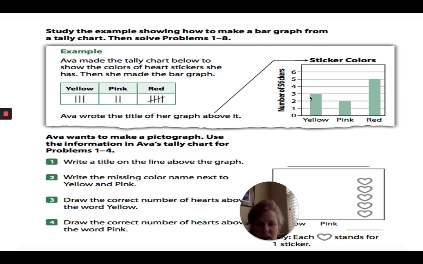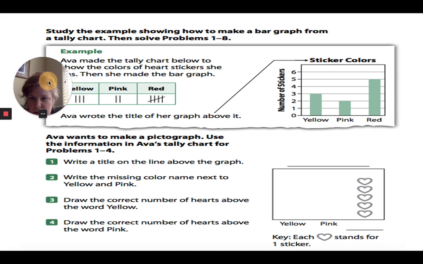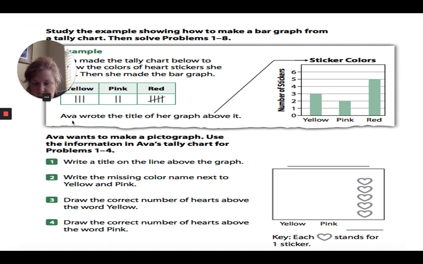Ava wrote the title of her graph above it, sticker colors. Don't forget to do that. Sometimes we forgot before. And then she took this information and she was able to make her graph. Now here's the same thing up here. Let me put my face up here.